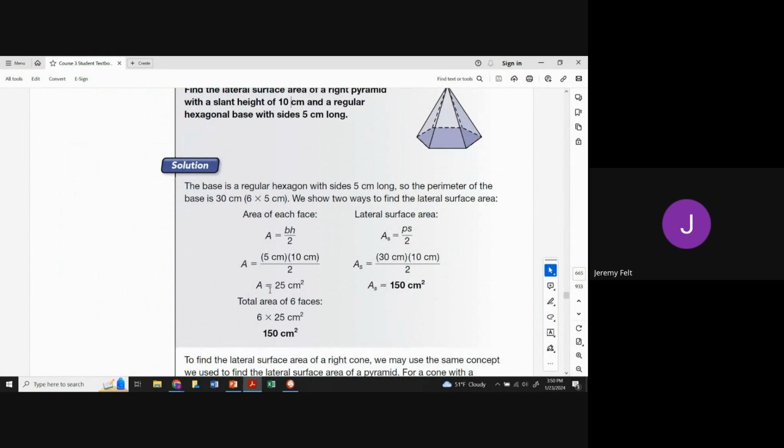Or we could have found the area of one of the faces. We know there's 6 congruent faces, so we could have multiplied the 25 square centimeters times 6 and got the same thing.